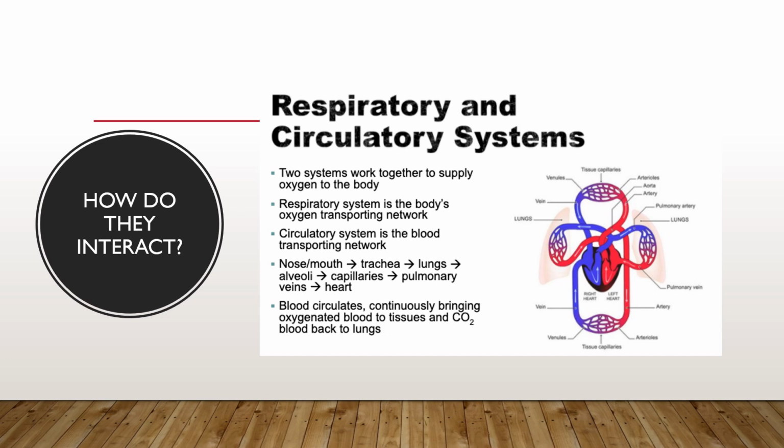Then when we're breathing out, we breathe out carbon dioxide. So our blood also helps to pick up the carbon dioxide that's inside of our body so that it can take it to the lungs, and then we can breathe it out. So we breathe in the oxygen, it goes to our lungs, lungs give it to the blood, which pumps it everywhere else, and then blood picks up carbon dioxide, brings it to the lungs, and then we breathe out that carbon dioxide. So this is how those two systems interact. And again, they interact so that we can get oxygen throughout our entire body, and so we can breathe out the carbon dioxide that our body is producing.